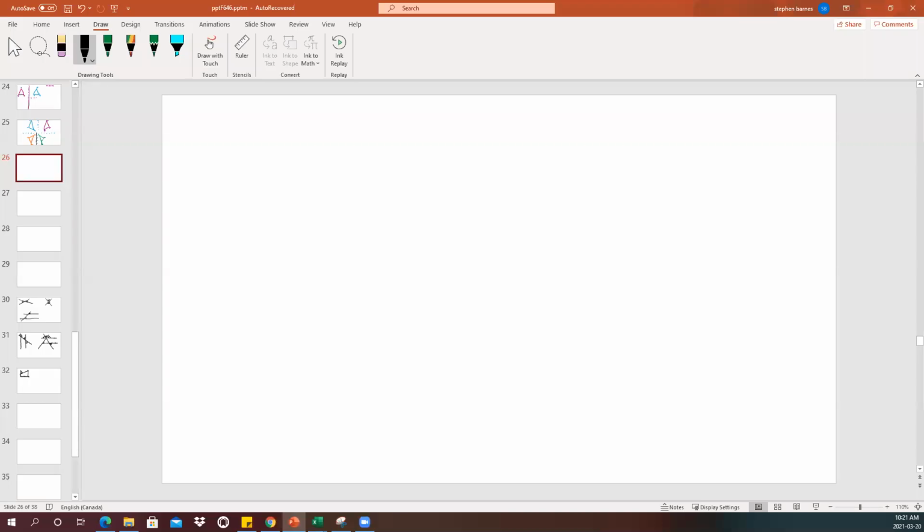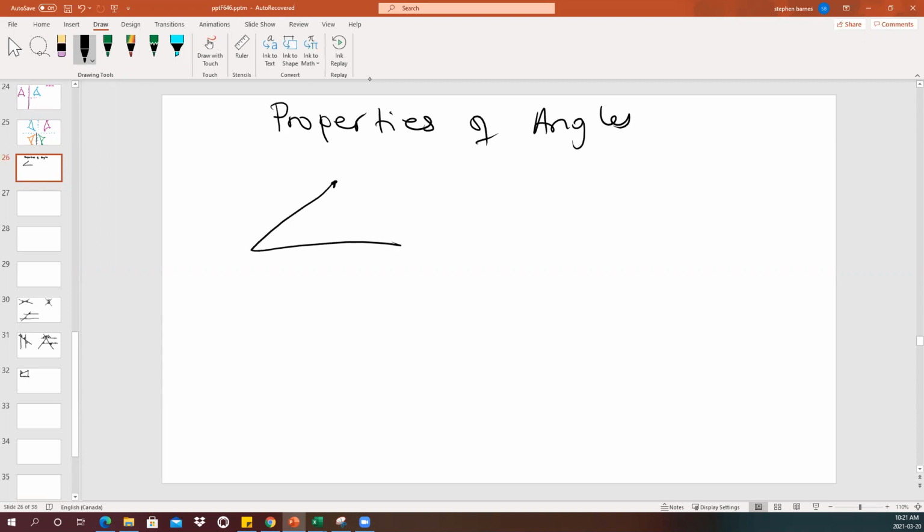All right, so an angle is where two lines meet, right? Okay. So if you have two lines, let's say this is one line and this is another, the point where they meet forms what we call an angle, right?